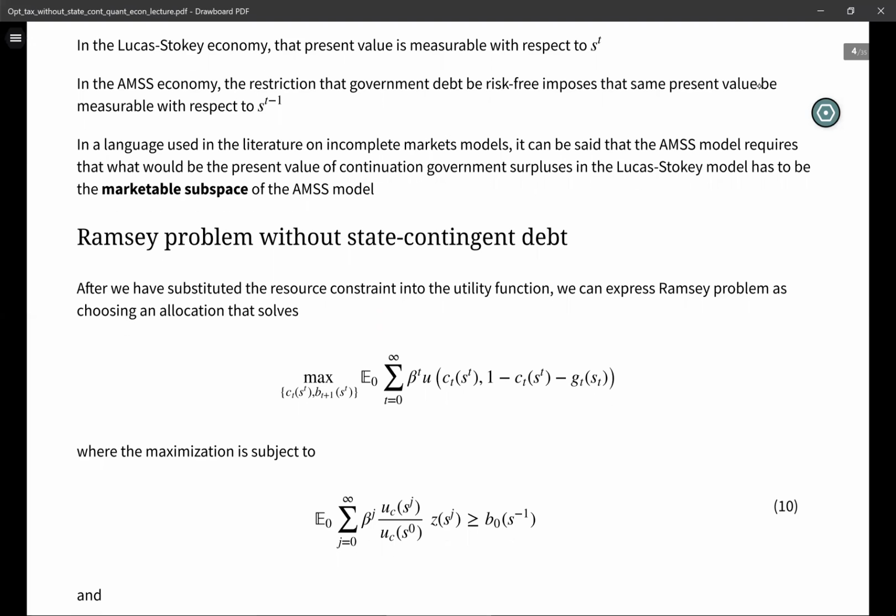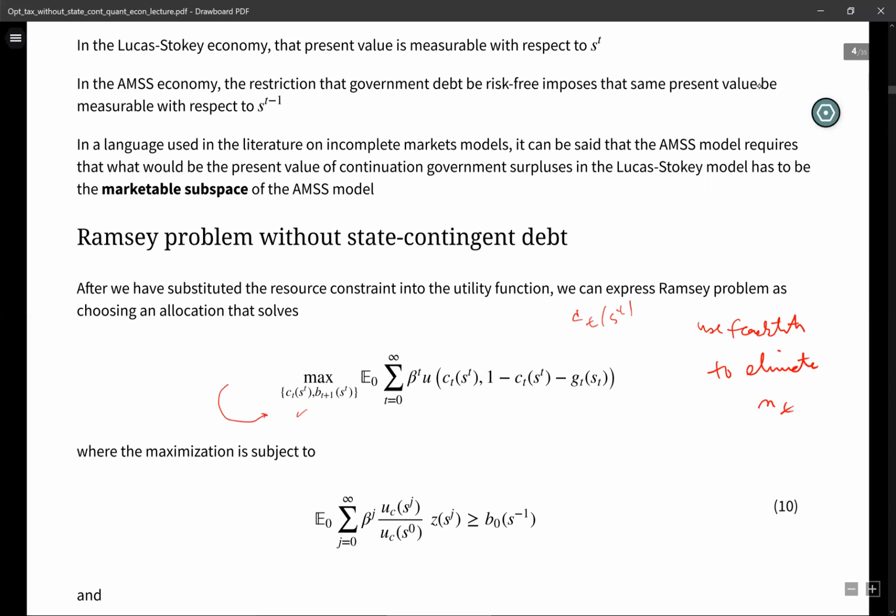And so what we're going to do now is choose an allocation. But now, we're going to use feasibility to eliminate NT. So the allocation is going to be entirely expressed in terms of CT. But now we're also going to have to choose something else. We're going to have to choose a sequence of one-period borrowings. And this second object, if you go back and review what we did when we solved the Lucas-Stokey problem, was not there. But this is going to be here, and it is going to essentially track the measurability constraints. This is a bookkeeping trick to make sure that the measurability constraints are respected.